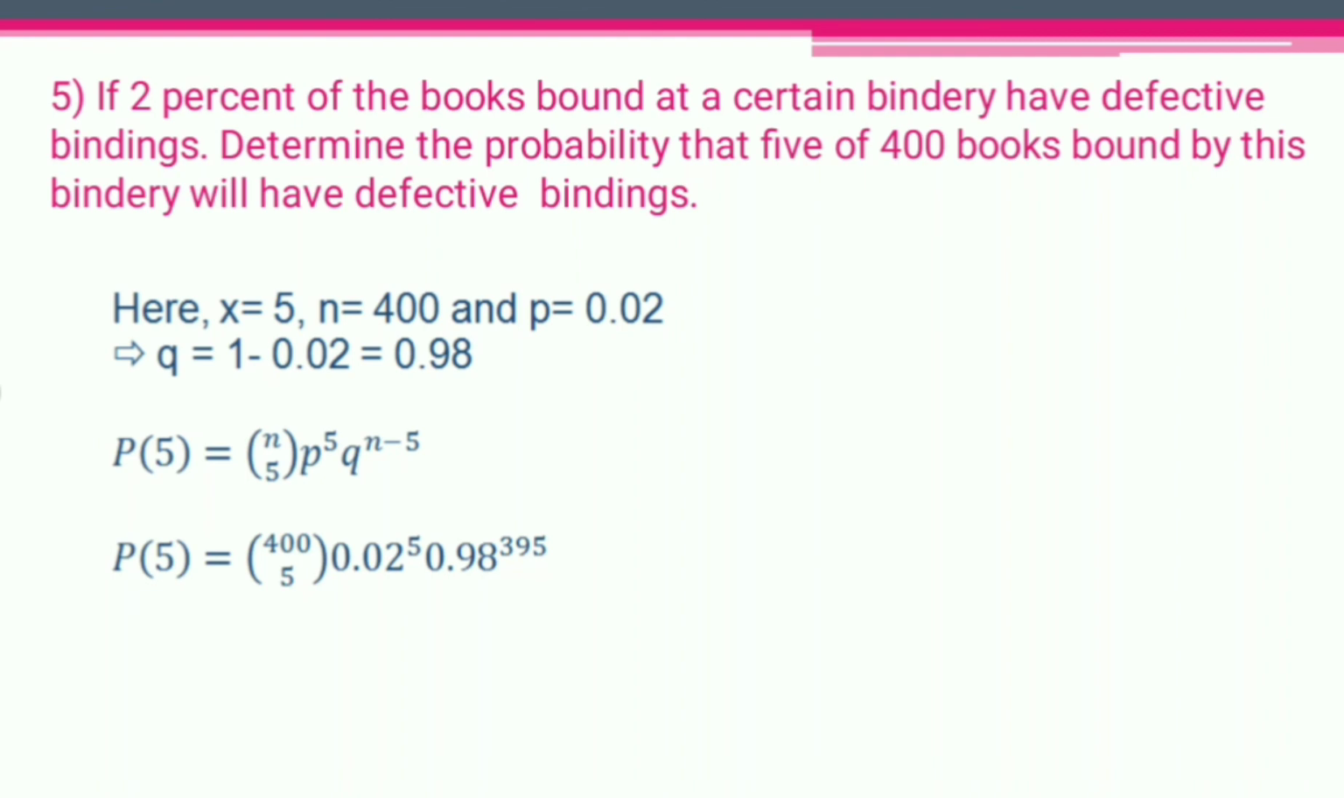So whenever the value of n is very large as compared to p, here you can see the value of p is 0.02, which is very small, and n is 400. So as compared to p, the value of n is very large. So in such a case we will be using Poisson distribution, which we'll talk about in our next video.